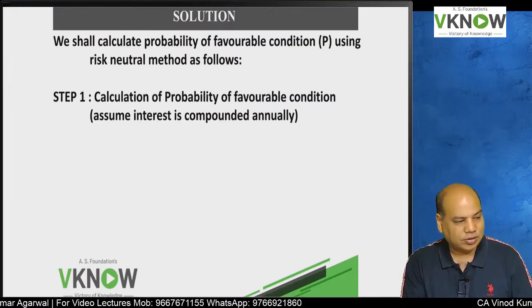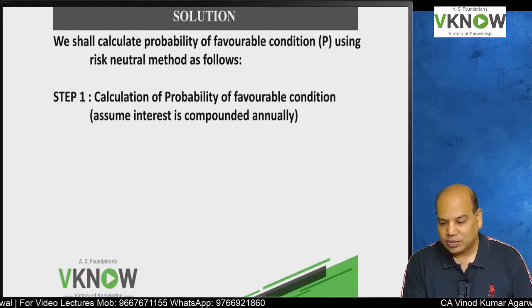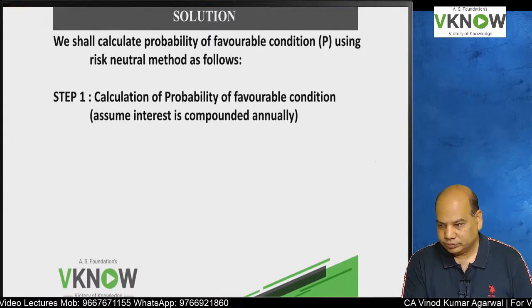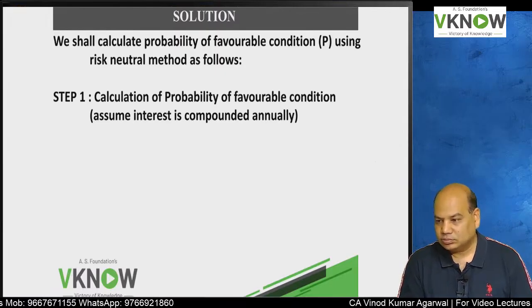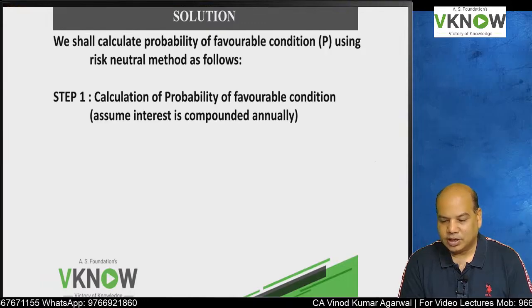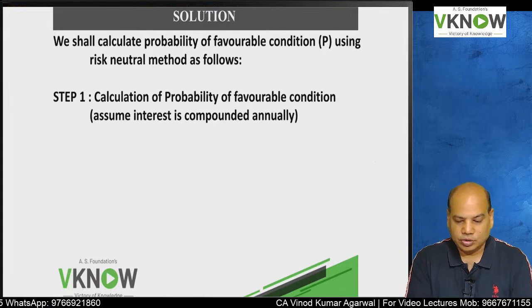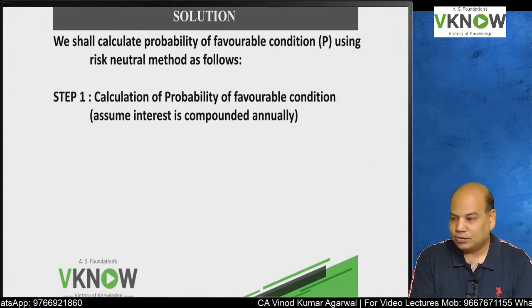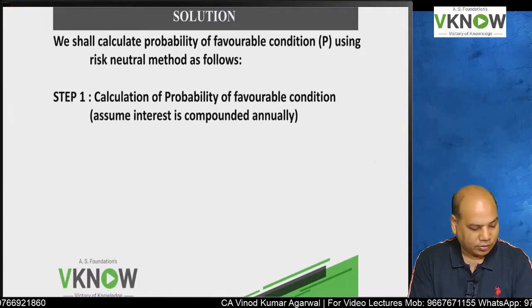Write down a note below the graph. We shall calculate the probability of favorable condition, in bracket P, using the risk neutral model as follows.